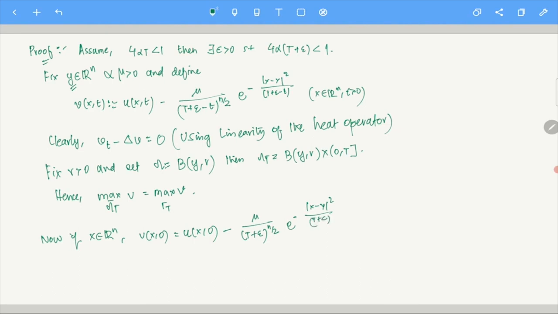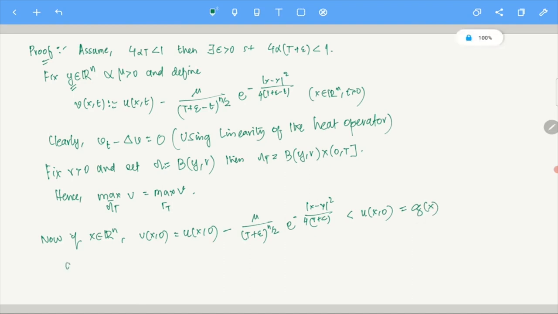Hey man, I missed a 4 here, no? Sorry about that. This is the fundamental solution, so 4 is missing here. Okay, now this is less than or equal to u of x0, because this is a positive term. So this is less than u of x0, which equals g of x. So I can show that v of x0 is less than g of x.